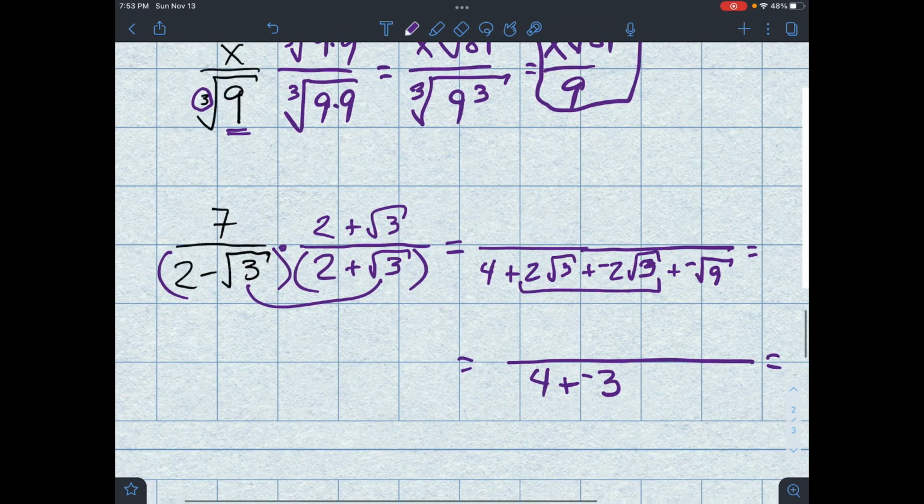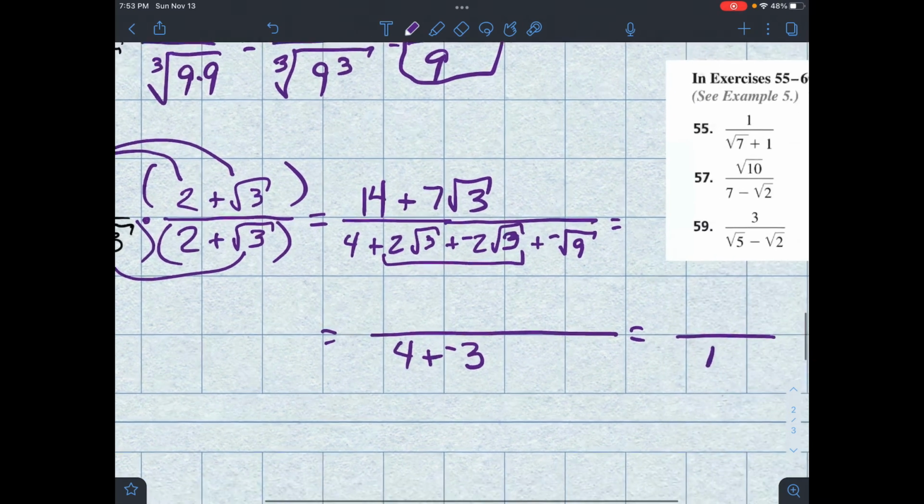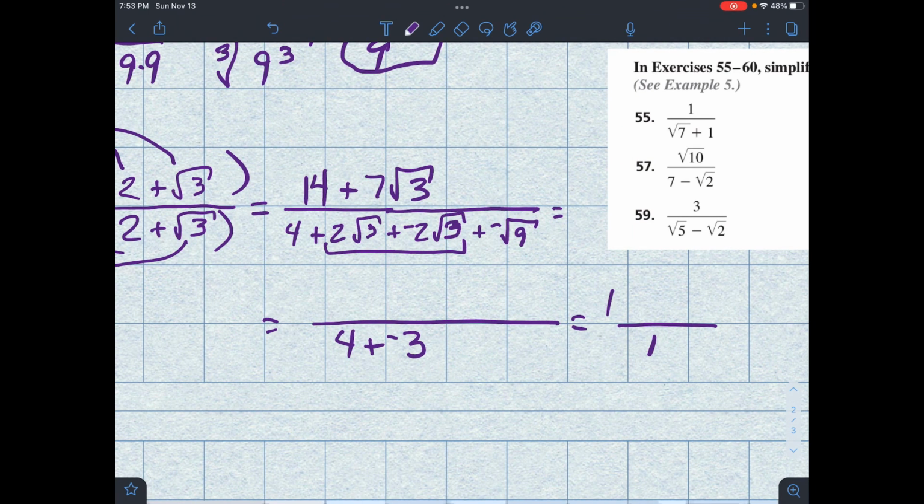Well, that was nice. Upstairs, all I need to do is take 7 times 2 and 7 times radical 3. So the upstairs becomes much easier to work on. We just get 7 times 2 is 14 plus 7 times radical 3. And that's all that changes. So I'm just going to put that down here, 14 plus 7 radical 3. All right.